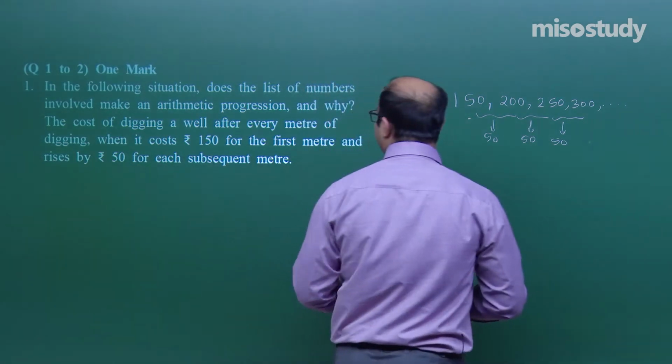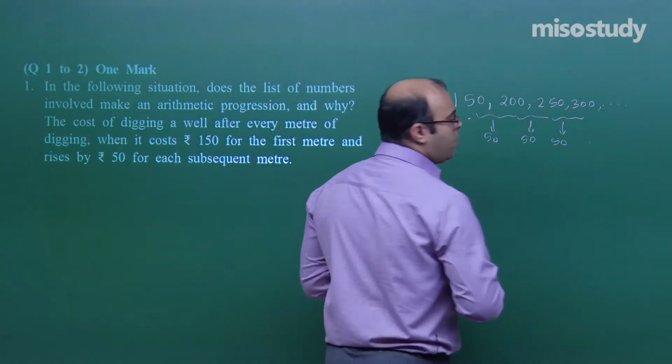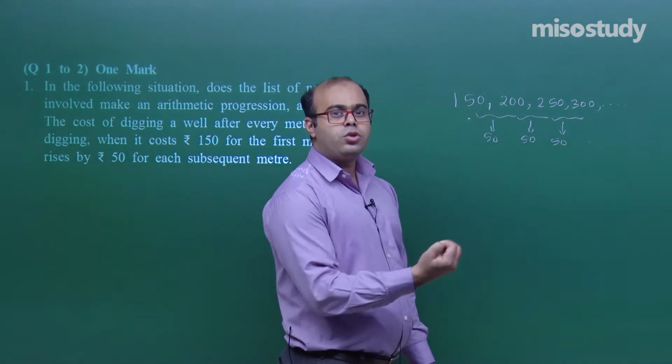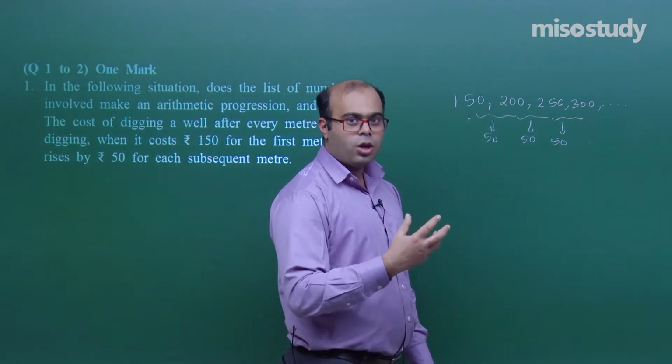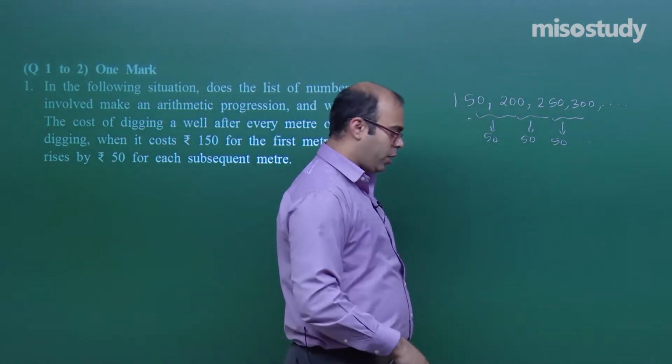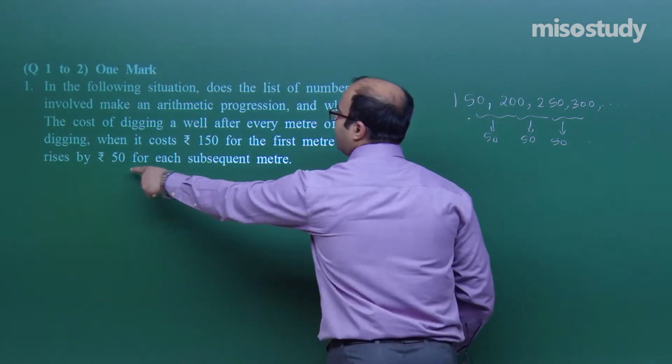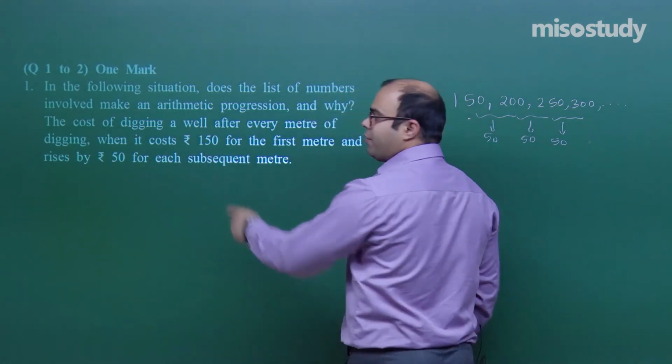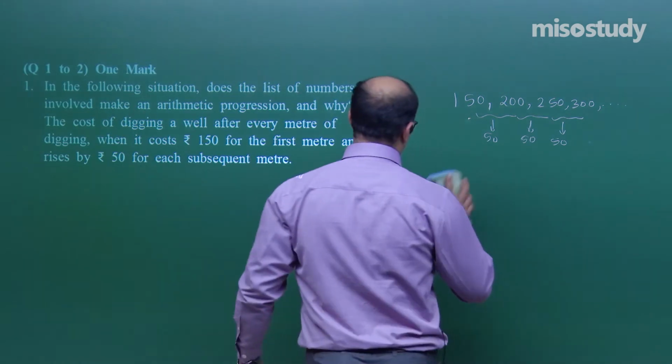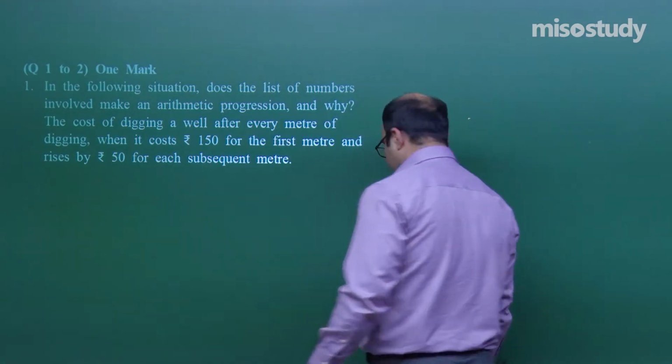So we will say yes, it is an arithmetic progression because the difference of consecutive terms is constant, which is the common difference, which is 50 actually. So the value 50 here is the common difference and 150 is the first term of the AP. Let us come to the second question.